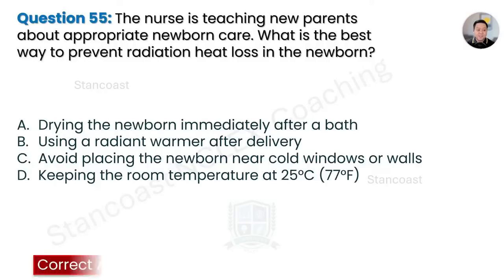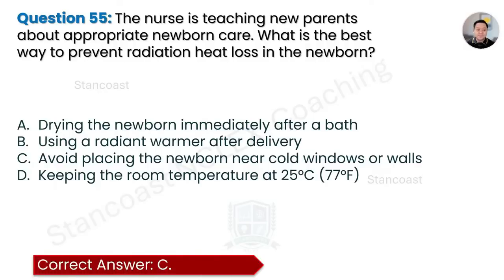The answer is letter C. Take note, we are being asked about preventing radiation heat loss. And letter C basically describes that radiation occurs when the newborn's body loses heat to cooler objects in the environment, possibly windows or walls. And keeping the newborn away from cold surfaces is the most practical way to prevent radiation heat loss.